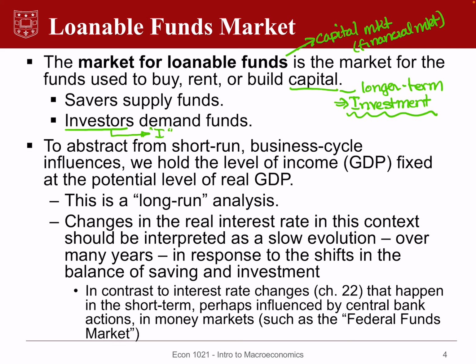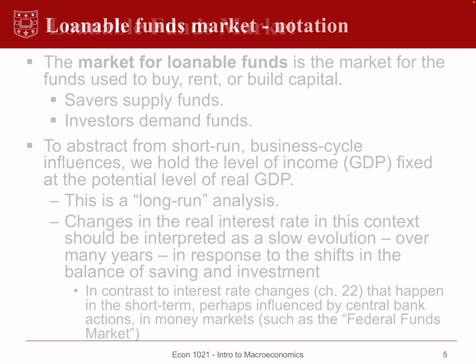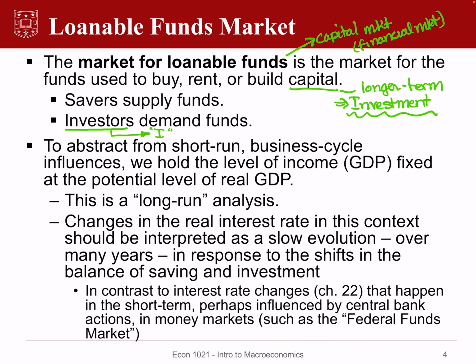As we saw with our example toward the end of the previous set of notes, we want to abstract from short-run business cycle influences. And so we're going to consider all of our analysis from the perspective of the long run. In the long run, what we are presuming is that the level of gross domestic product is the potential level of gross domestic product. And as well, we have full employment in the macroeconomy. So we're saying, what if the economy were able to achieve full employment? What would be interest rates, investment spending, consumption, all that kind of stuff?